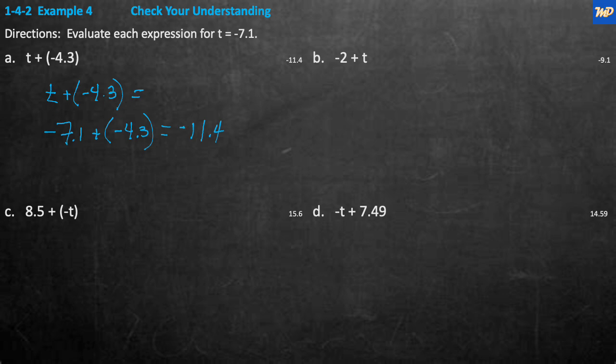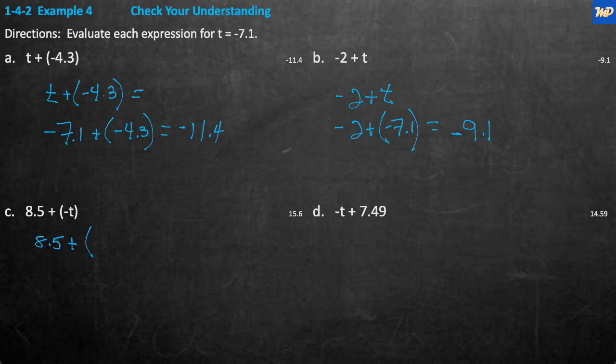How about problem B? Negative 2 plus t. Well, we're going to replace the t with negative 7.1. So negative 2 plus negative 7.1. And that equals what? That equals negative 9.1. So these are both the same. So is the answer negative or positive? Well, they're both negative, so the answer is negative. You added the two because they were the same sign.